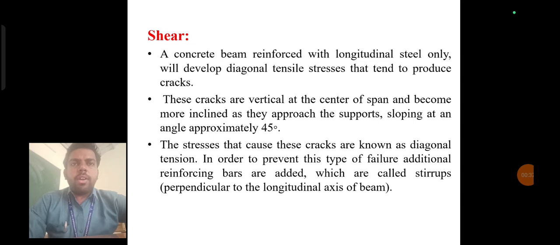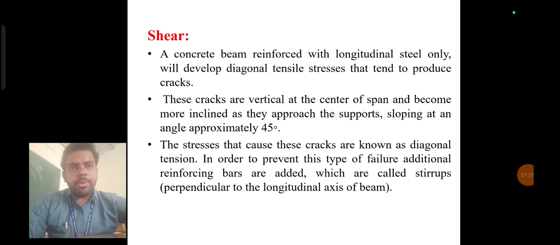Here, a concrete beam is reinforced with longitudinal steel only. So, here we will develop some diagonal tensile stresses that tend to produce cracks. These cracks are vertical at the center of the span and become more inclined as they approach the supports, sloping at an angle of approximately 45 degrees. The stresses that cause these cracks are known as diagonal tension.